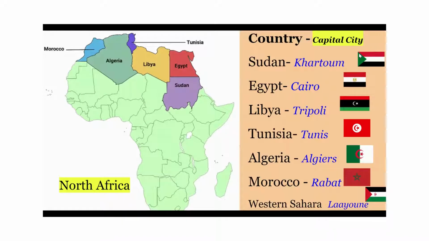Northern Africa. The countries you find in North Africa include Sudan, capital city, Khartoum; Egypt, capital city, Cairo; Libya, capital city, Tripoli; Tunisia, capital city, Tunis; Algeria, capital city, Algiers; Morocco, capital city, Rabat; and Western Sahara, which is a territory, capital city, Laayoune.